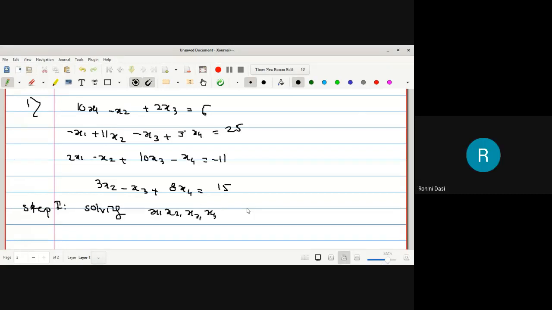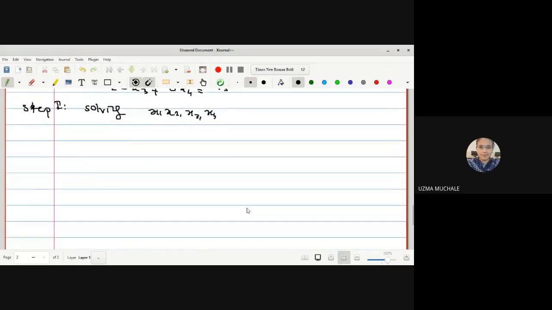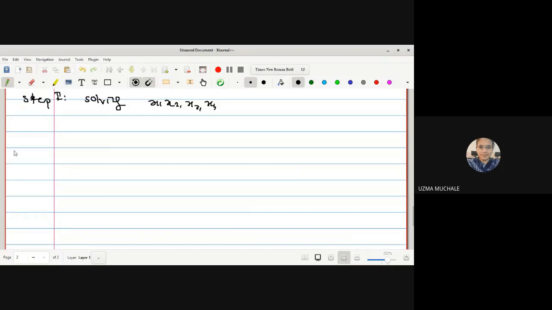Yes, ma'am. Okay. If you have written, let me write this. x1 is equal to what will be the term? x2 divided by 10 minus x3 divided by 5 plus 3 upon 5, the constant term. x2 is equal to x1 upon 11 plus x3 upon 11 minus 3x4 divided by 11 plus 25 by 11.